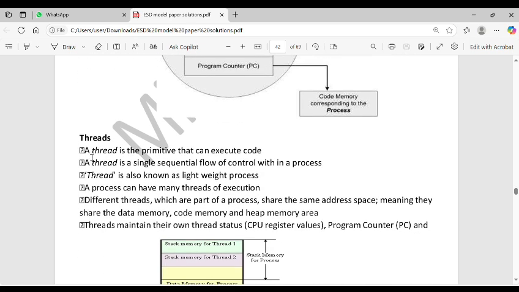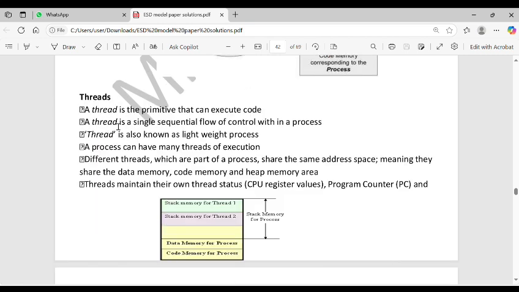And the next is threads. A thread is the primitive that can execute code. A thread is a single sequential flow of control within a process. Thread is also known as a lightweight process.